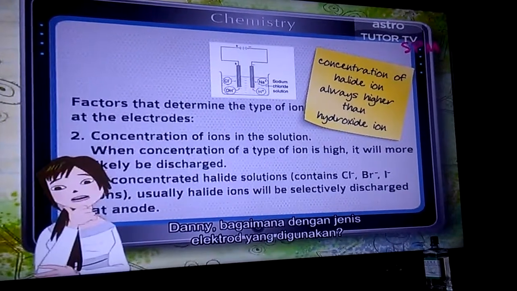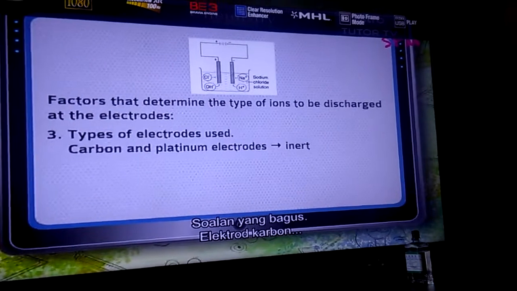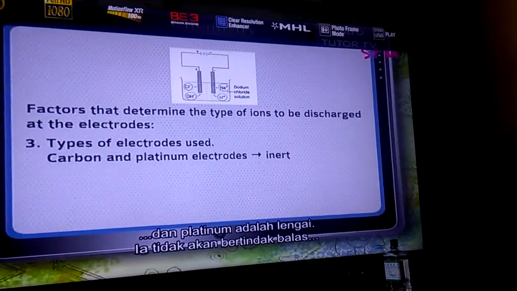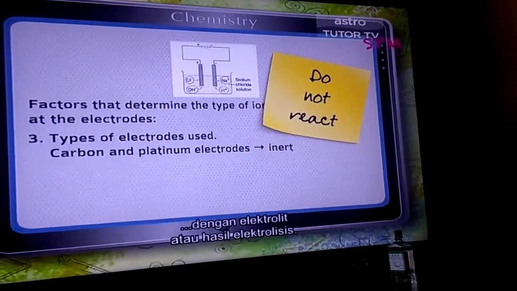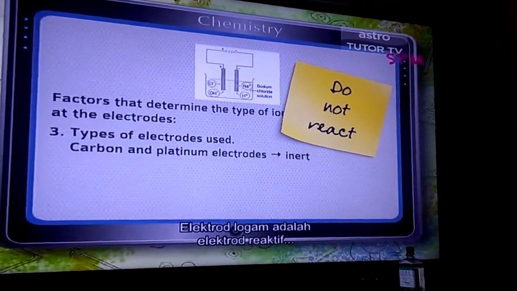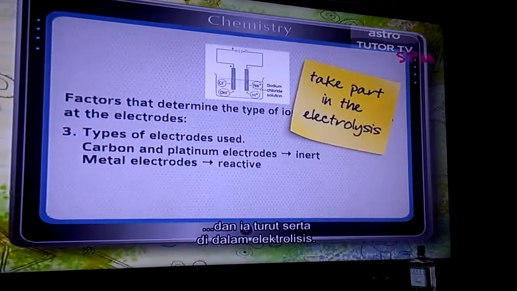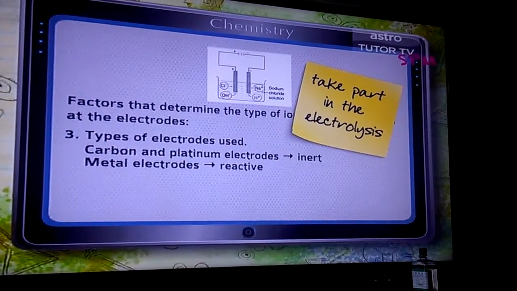Hey Danny, how about the types of electrodes used? Good question. Carbon and platinum electrodes are inert. They do not react with the electrolytes or the products of electrolysis. Metal electrodes are reactive electrodes and they take part in the electrolysis.